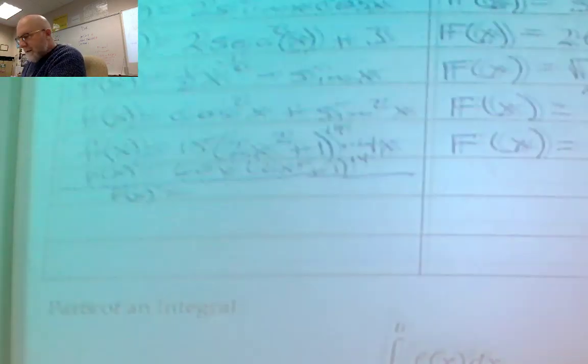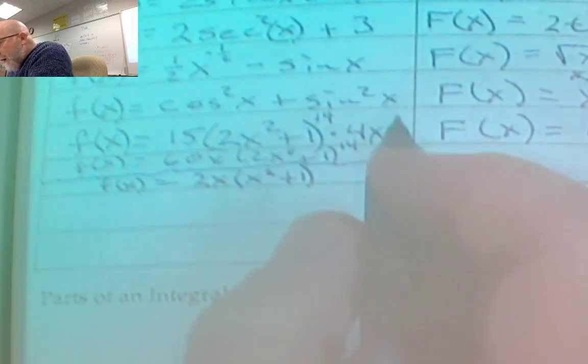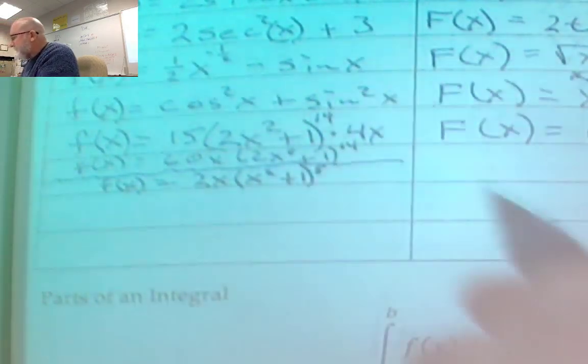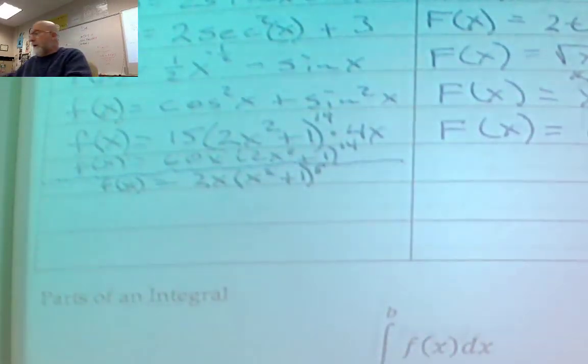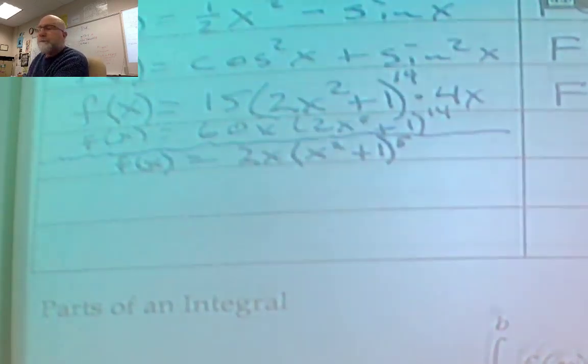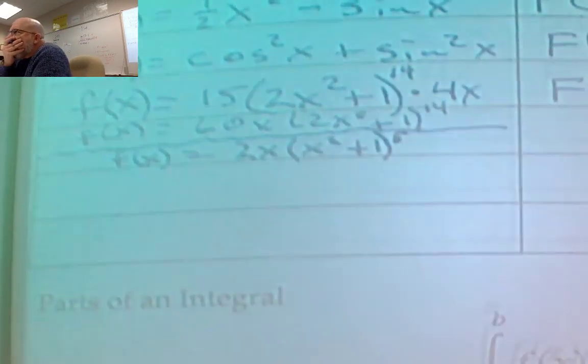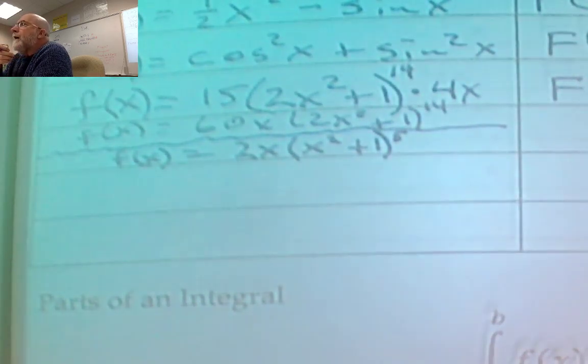Okay. Right here, f of x. Can you see it okay, or do I need to make it bigger? F of x equals 2x times parentheses x squared plus 1 to the 5th power. Does that look like a 5? I hope so. Yeah, it does. And what I was talking to Gabby about is a big hint. In other words, this was created by the chain rule.